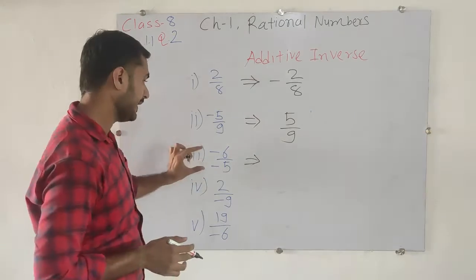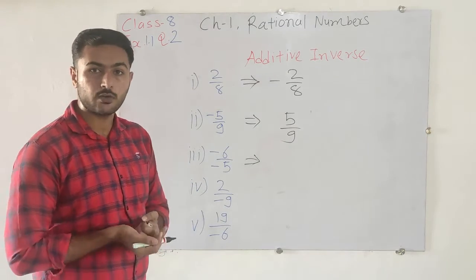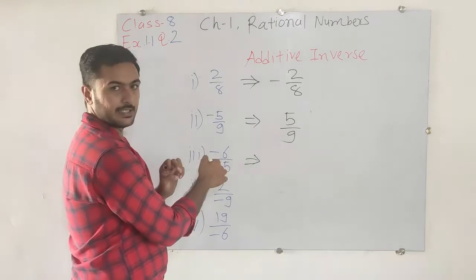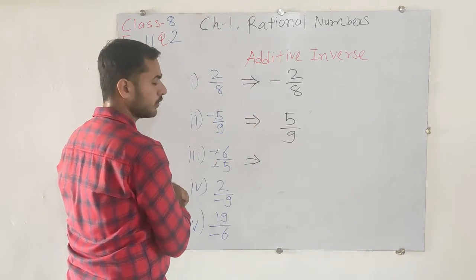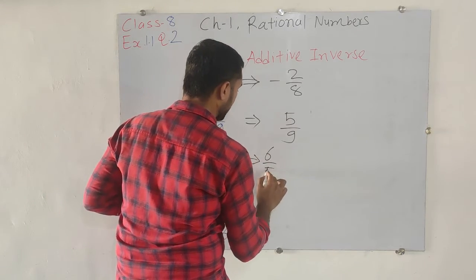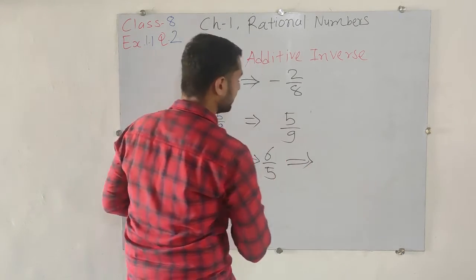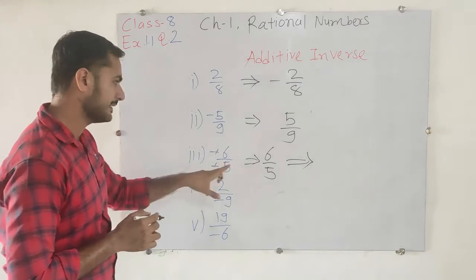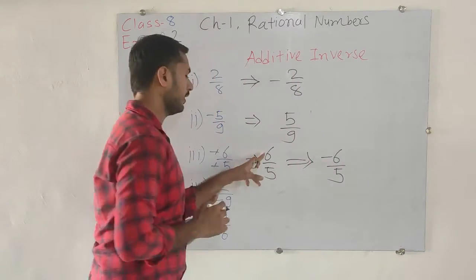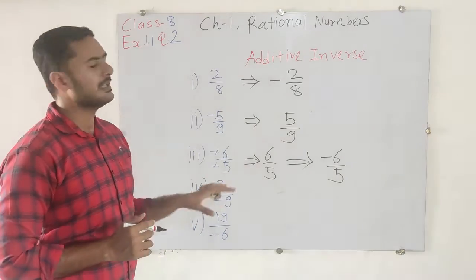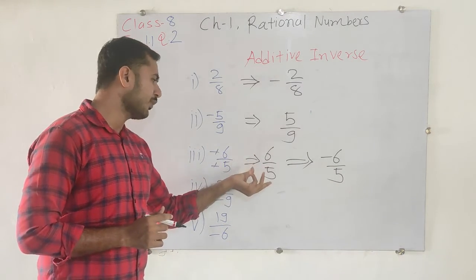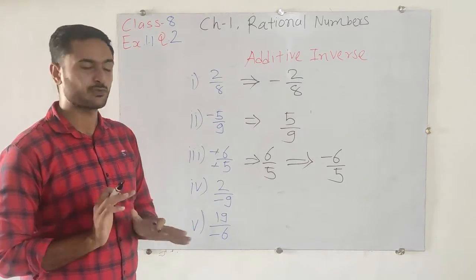Okay, so remember that here there are two negative signs. First of all, I just need to simplify that. Can we cut the minus signs? If I cut the minus signs in the numerator and the denominator, what remains is 6 by 5. It means the additive inverse is minus 6 by 5, because minus 6 upon minus 5 is actually representing 6 by 5 only. So the inverse of 6 by 5 is minus 6 by 5.